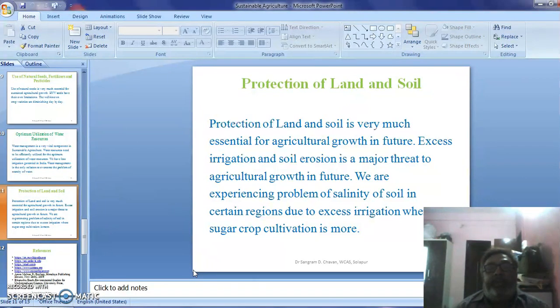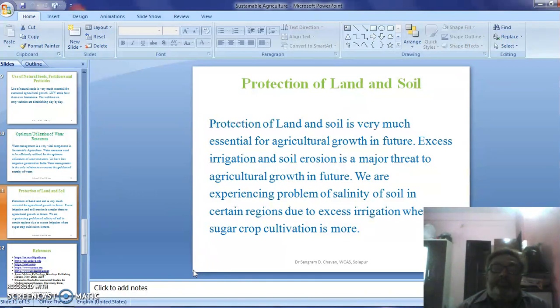We are experiencing the problem of salinity of soil in certain regions due to excess irrigation, where sugarcane cultivation is more. We have a better example in Kolhapur and Sangli districts, where the major crop is sugarcane, where they make extensive use of irrigation, and because of this excess use of irrigation, the soil becomes saline. The salinity of soil increases, which affects in the long run the productivity of agricultural land, and the entire land becomes barren in future. Therefore, we should not consider only the present benefits, but focus on the long term benefits or the needs of the future generation.